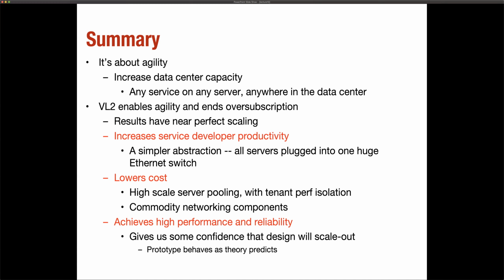The prototype that they built behaves as the theory predicts, which is a huge sign of relief. It's a good demonstration that something that makes sense theoretically also works in practice and helps build systems that are enabling the agility that is desired for data center networks.